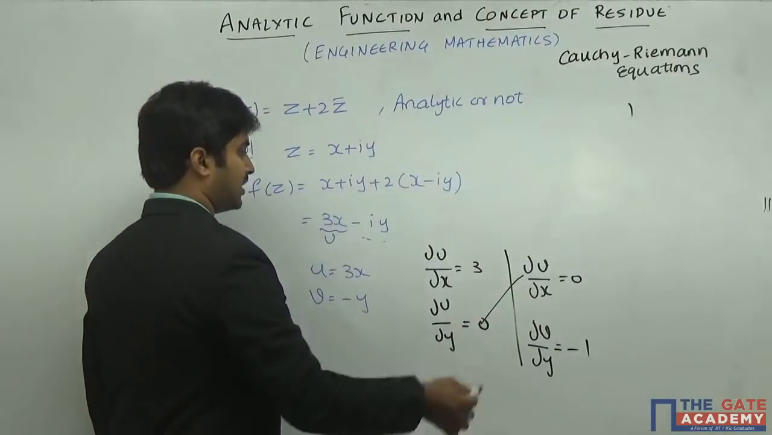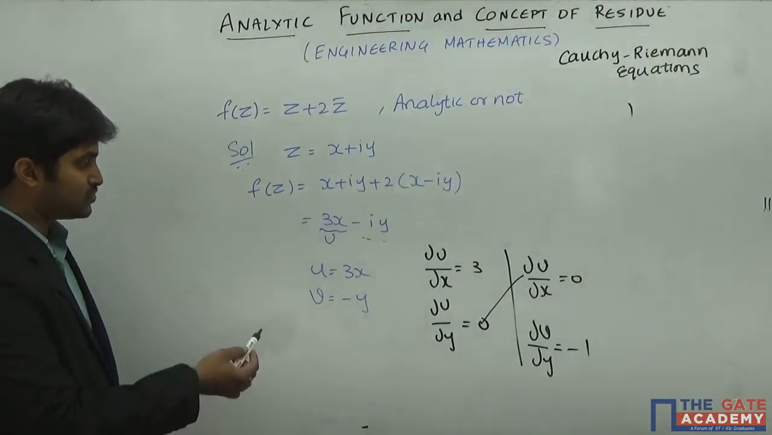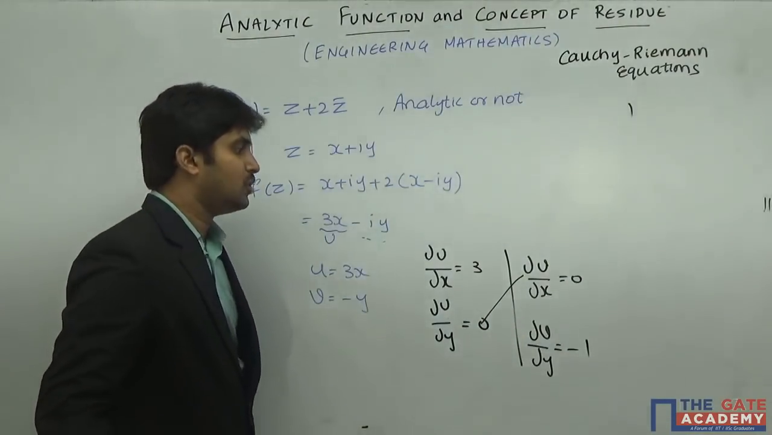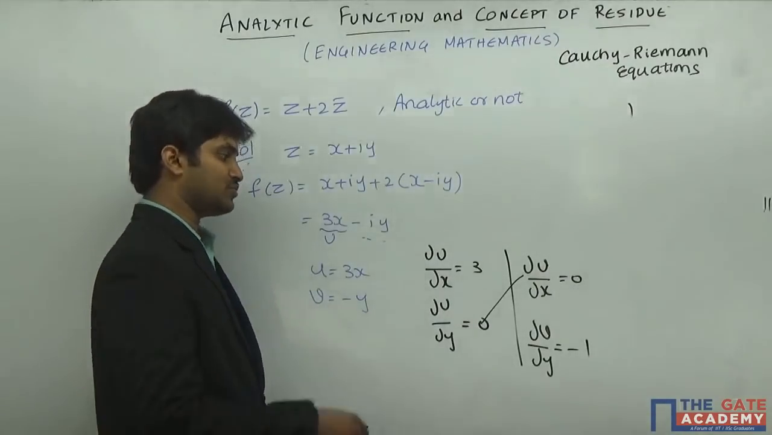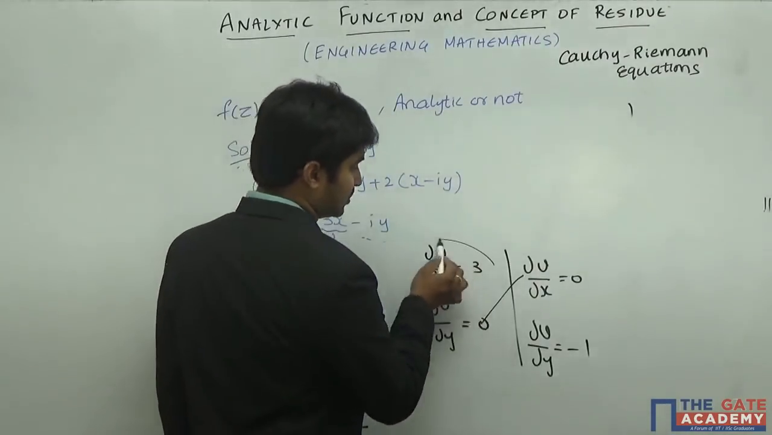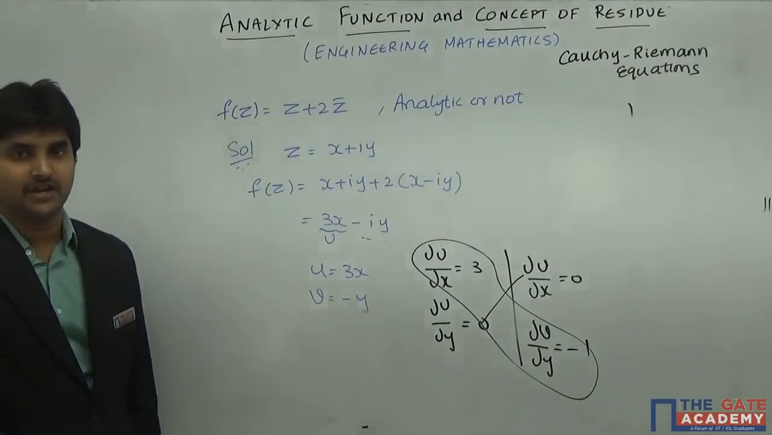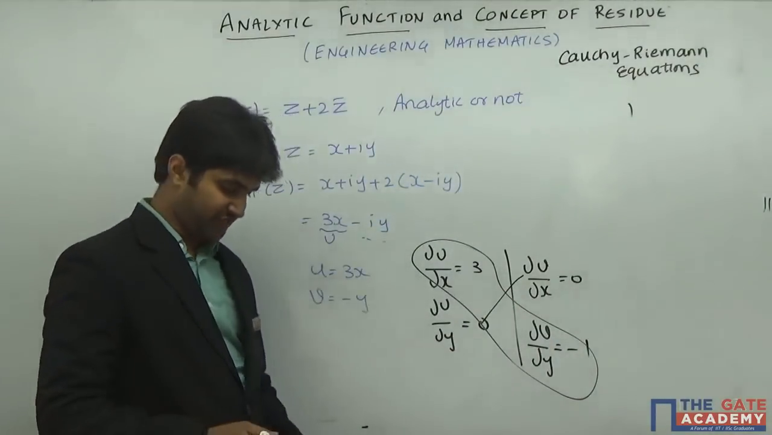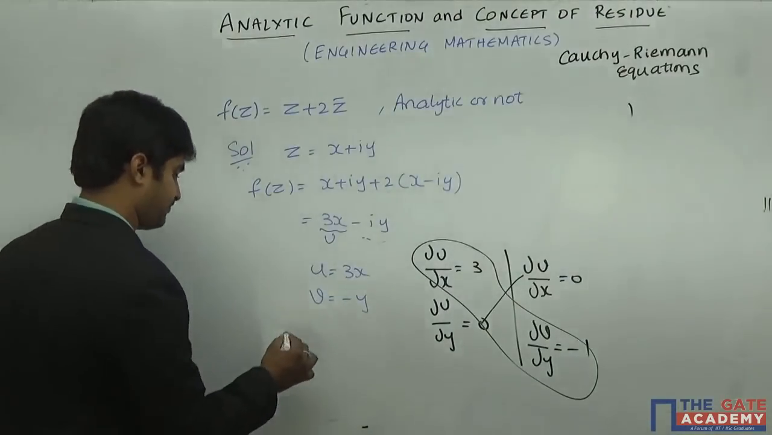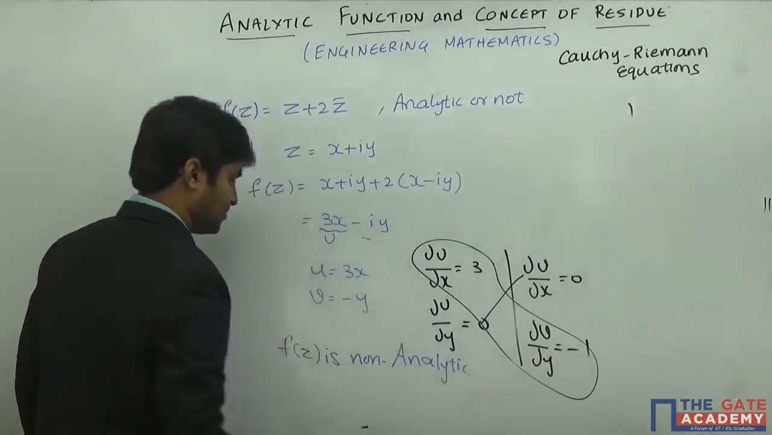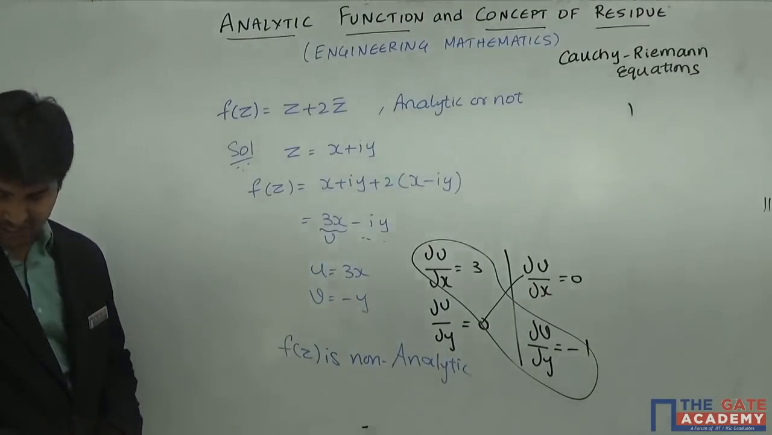Here, dou u by dou y is equal to minus dou v by dou x, which is equal to 0. That is okay. But the first condition, dou u by dou x equal to dou v by dou y, is not satisfied. Because this is not satisfied, we cannot call it an analytic function. The function is non-analytic in nature.